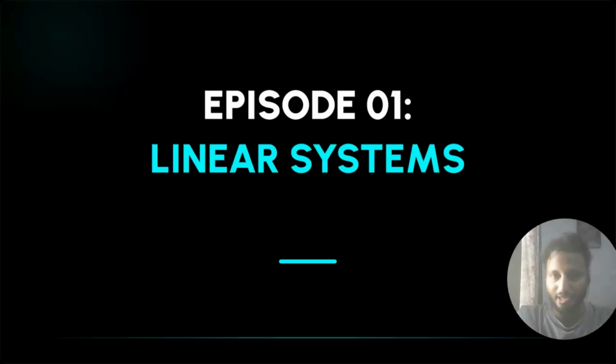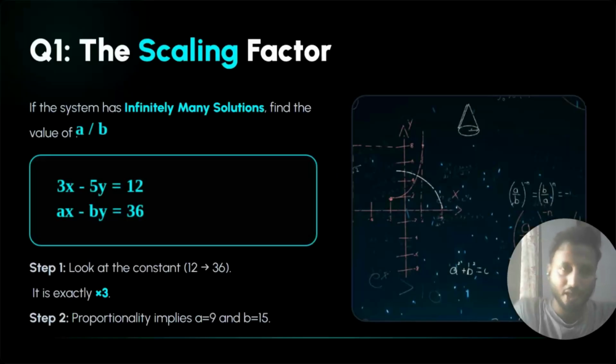Okay, so let's begin. The first question being this. If a system has infinitely many solutions, find the value of A over B. So before beginning, what does infinitely many solutions mean? It's very easy to deal with this question algebraically, but let's just try to visualize it graphically so that it becomes easier for us.